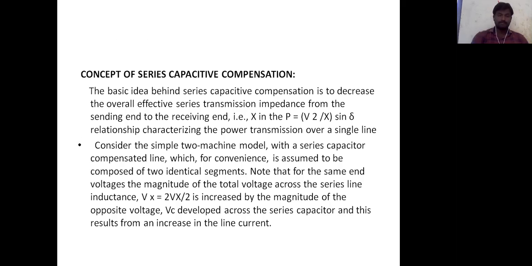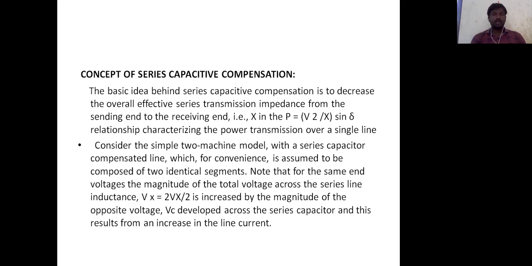So the concept of series capacitive compensation: the purpose is to cancel part of the series inductive reactance of the transmission line. Once the series capacitive reactance cancels the inductive reactance, it improves the maximum power transfer and reduces the power angle for a given amount of power, increasing the load. This is the effect of series reactive power.